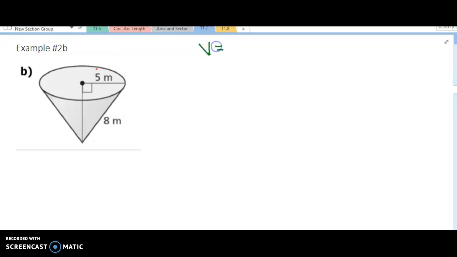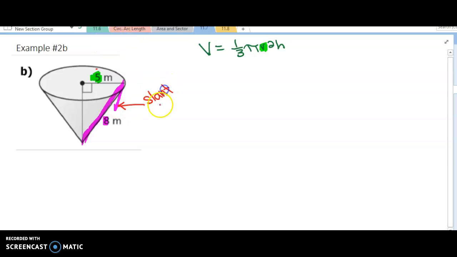So the volume of a cone is 1/3 pi r squared times h. If I look at this, here's my radius, so my radius goes right here. Now, I want to draw it to your attention that this 8 is talking about this right here. This is not the height. This is the slant height.